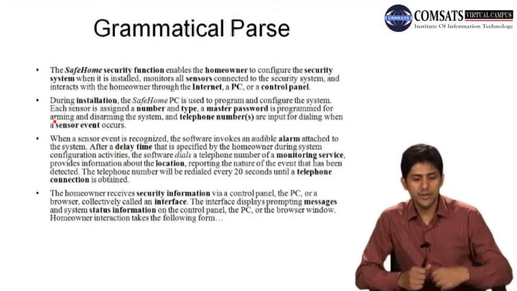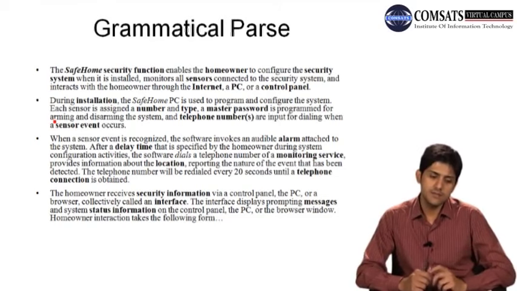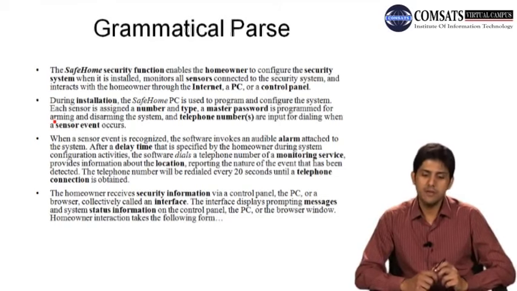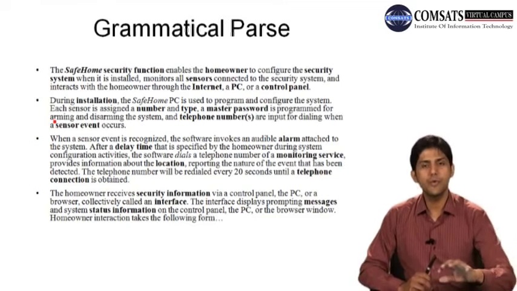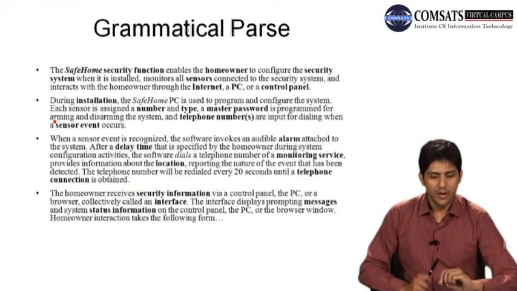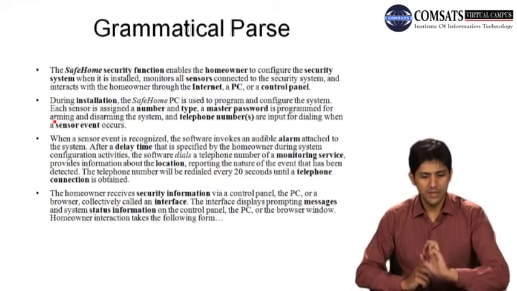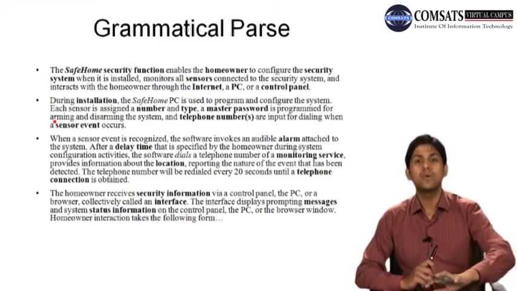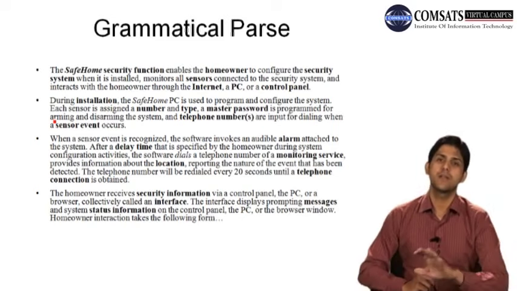Similarly, during installation, the SafeHome PC is used to program and configure the system. Each sensor is assigned a number and type. A password is programmed for arming and disarming the system, and a telephone number. So basically, from these four paragraphs, we have identified 1, 2, 3, 4, 5, 6, 7, 8, 9, 10, 11, 12, 13, 14, around 20 nouns. Okay, so these 20 are our potential classes.